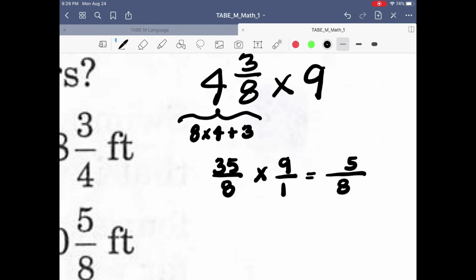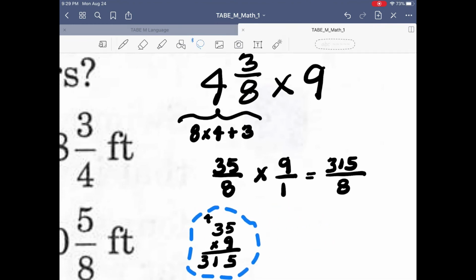9 times 35. I need to do this one, guys. I thought I could do it in my head, but I'm getting awfully tired tonight. So let's just work it out here and see. 27 plus 4. So how about 315 over 8? When you can't cancel these, the numbers get pretty big. And then we need to divide that 315 by 8.